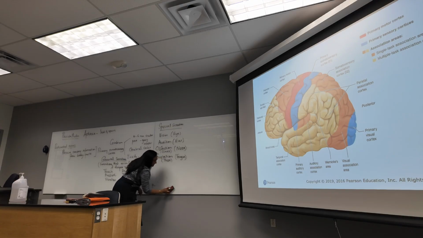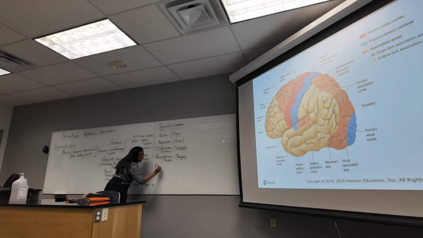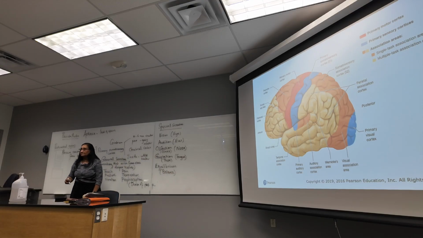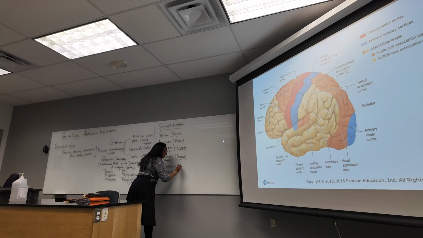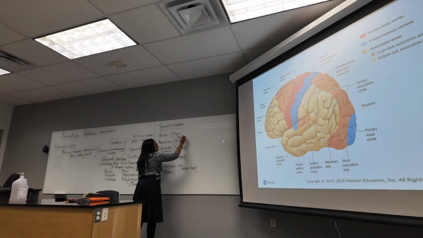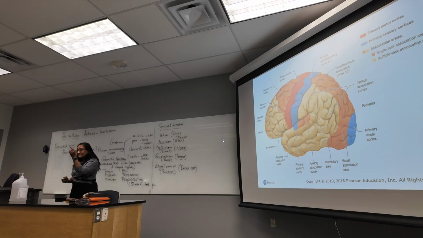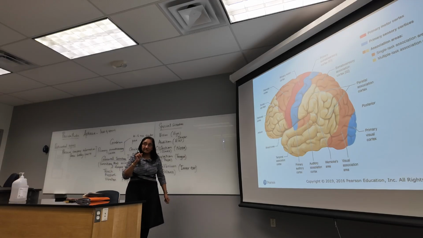and the last one is equilibrium. Equilibrium or balance. This is a special sense. For this, the organ is the inner ear. It's the inner part of the ear, where you have the specific cells that are going to help you to hear. Okay, so these are called special senses.